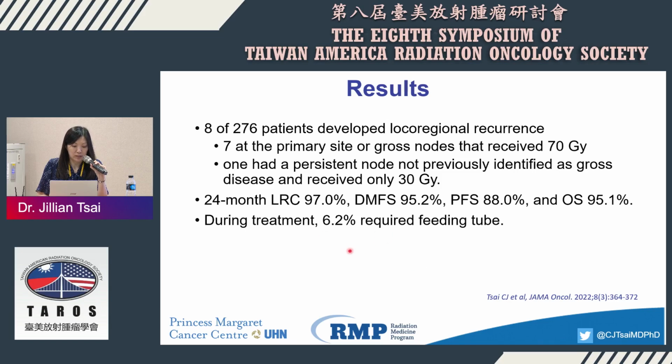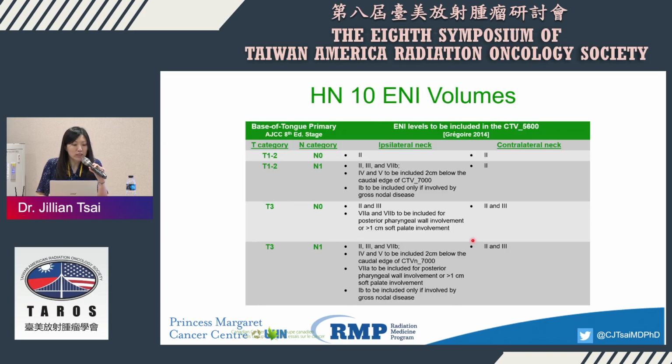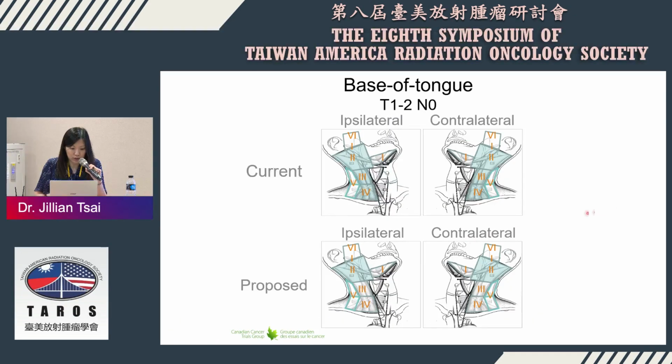And very notably, only 6.2% of patients needed a feeding tube. So that's a very, very low number for concurrent chemoradiation patients. Okay, so what about further decreasing the dose and coverage? So I want to actually show you the figure.